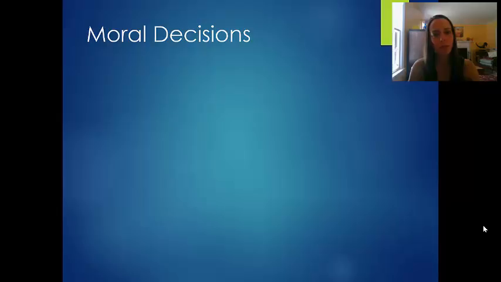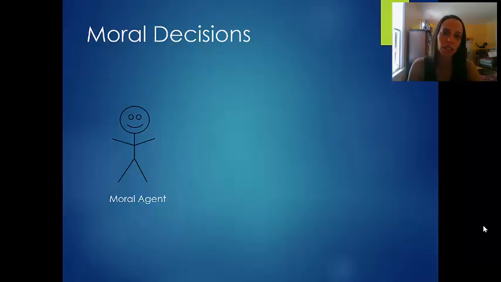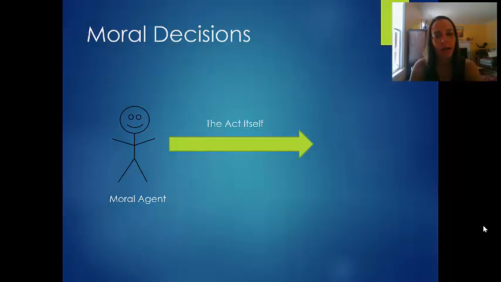So when we think about moral decisions, they have certain elements to them. First is the moral agent. This is the person who's making the ethical decision, and he or she has the qualities of being rational and being autonomous. A rational person is just someone who's able to think logically and understands what they're doing. And an autonomous person is someone who behaves freely and is able to make their own decisions and act freely. We have the act itself, and then we have the consequences.